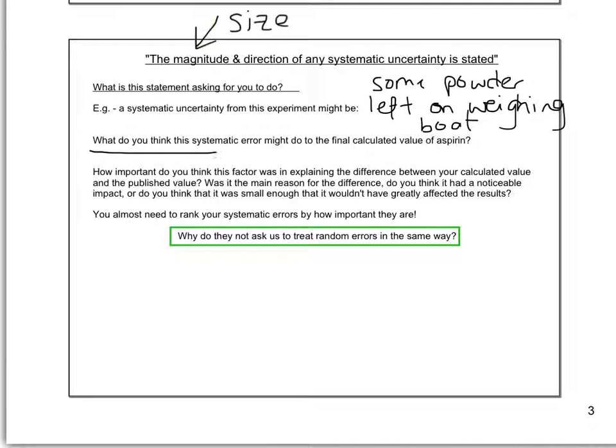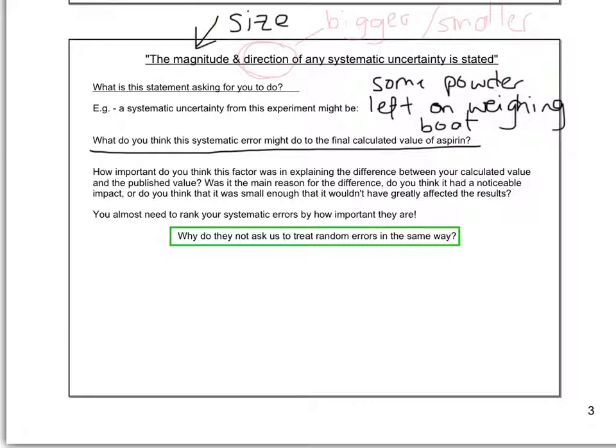So what do you think this systematic error might do to the final calculated value of aspirin? Well, what we're talking about here is the direction of the uncertainty. Basically, we're saying, is it going to make the value you've calculated larger, or is it going to make the value you've calculated smaller? I'm not going to tell you what I think the answer to that question is, because that's part of what you're writing up. But that would be the direction. So if you want a direction, you have to say bigger or smaller, your final value.